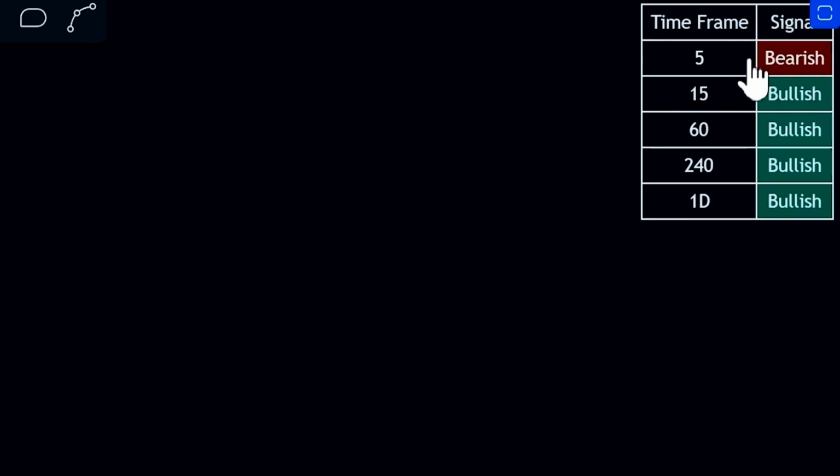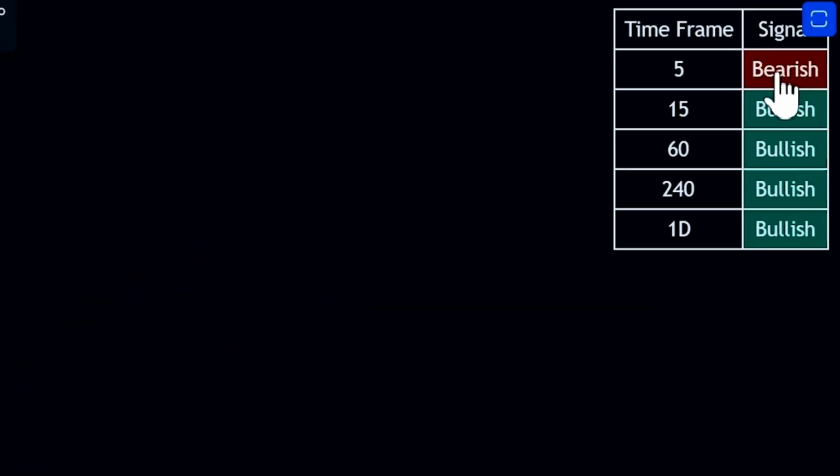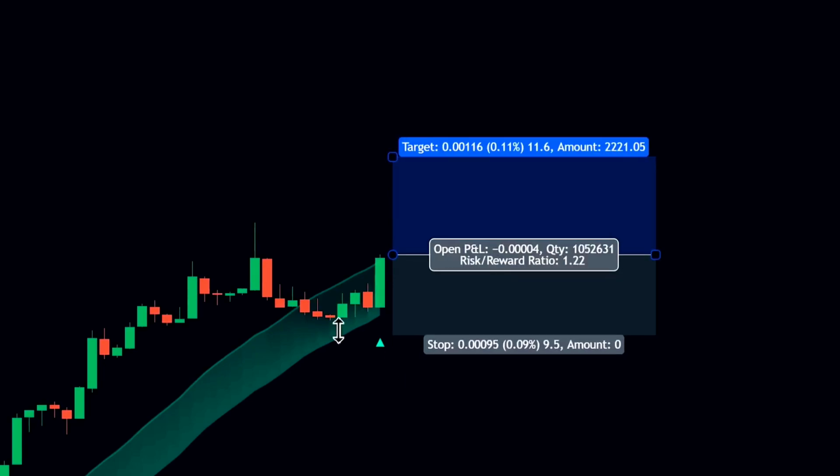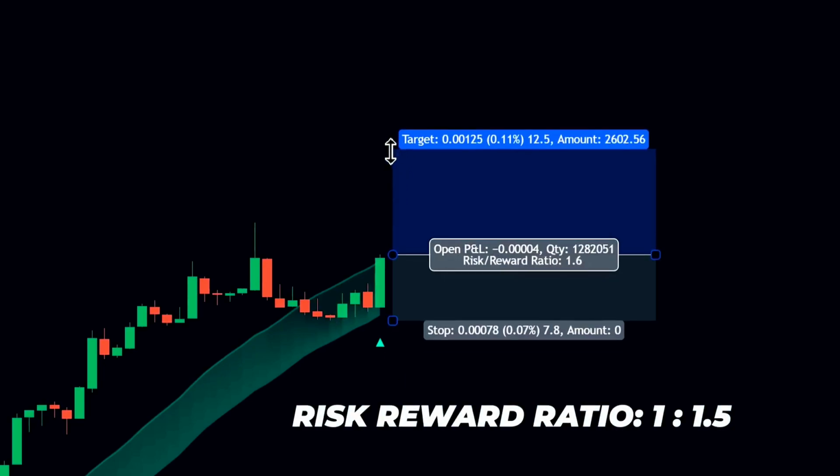Ensure the trend table shows bullish trends on the 15-minute, 1 hour, 4 hour, and daily time frames. The 5-minute time frame can be bearish because pullbacks affect it. When all conditions are met, enter a long trade. Place the stop loss just below the recent swing low and target a 1.5 to 1 risk reward ratio. Let the trade run, and as shown, it was profitable.